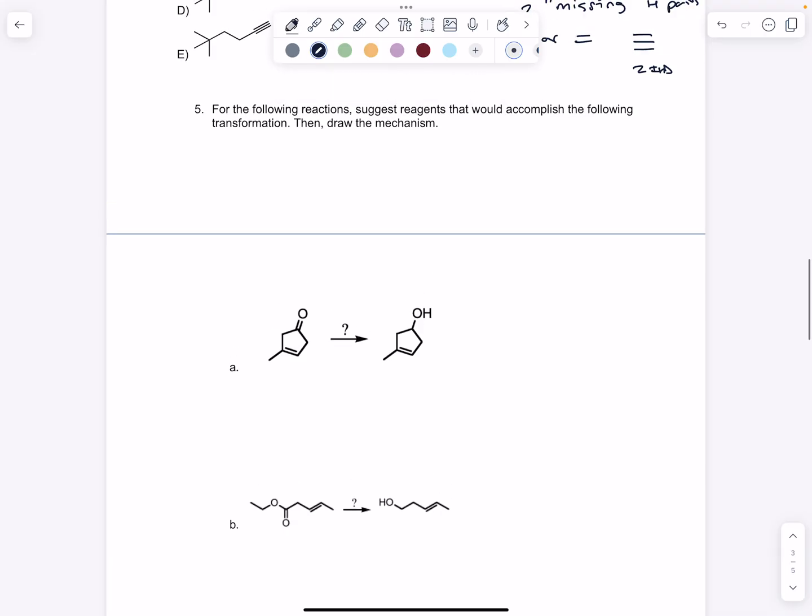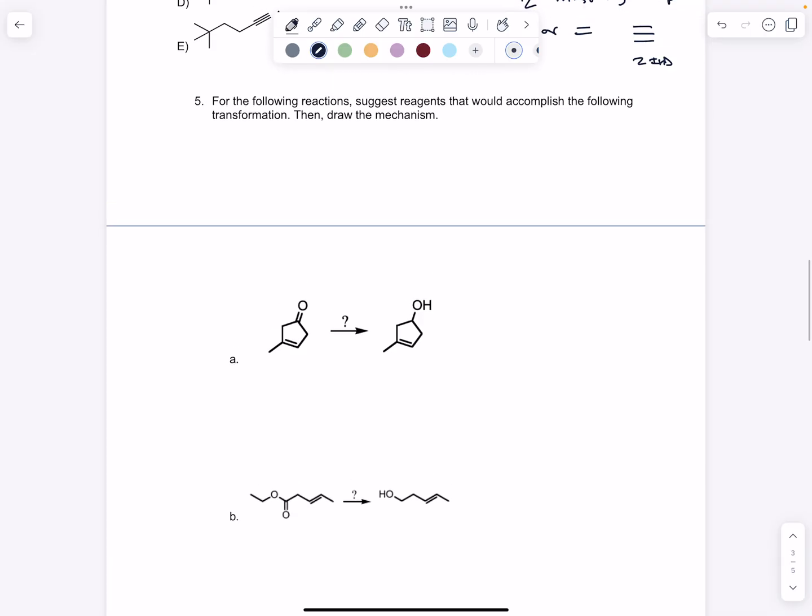Okay, the next question: for the following reactions, suggest what would accomplish them, then draw the mechanism. Okay, to go from a ketone to an alcohol is a reduction reaction. So hopefully you first ask yourself what type of reaction this is. This is a reduction reaction. So we have 2 different things that can reduce, LAH and NaBH4.